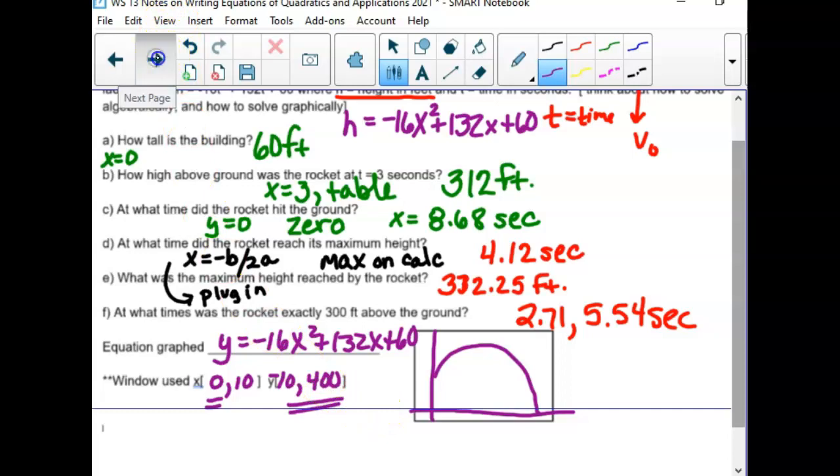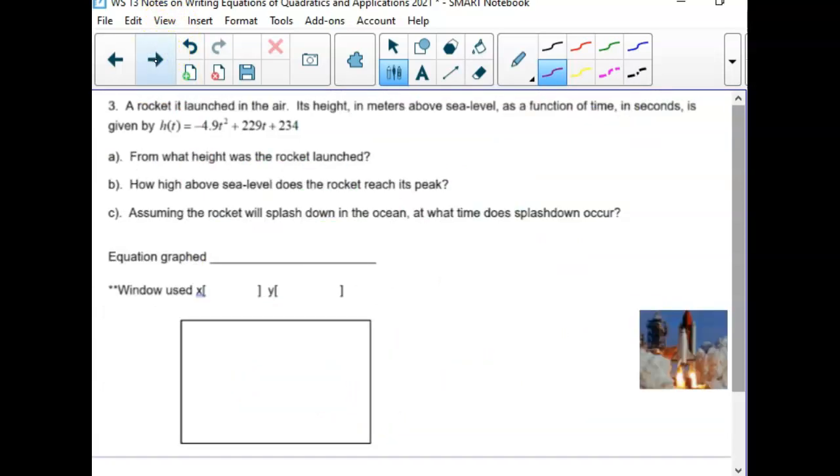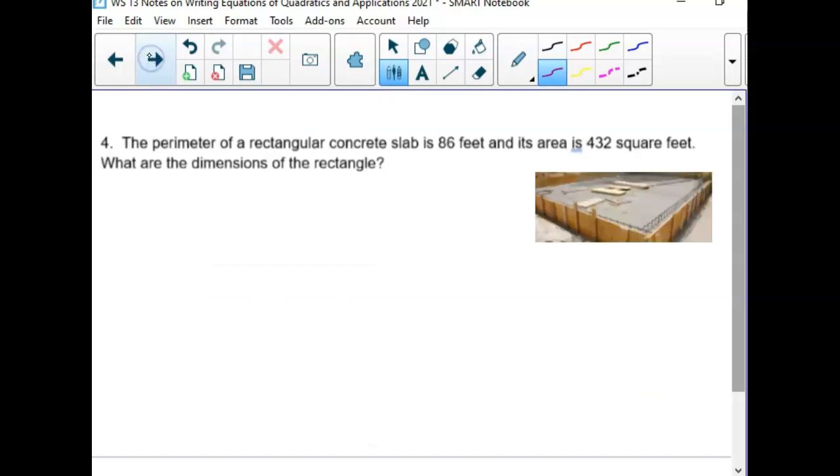All right. How much time do we have left? Okay. Let's do this number 4, and then we'll come back and do one more calculator one if we have time. This number 4 is an area and perimeter question. Anybody remember how you find, if we have a rectangle, and the perimeter is 86 and the area is 432? Any ideas?